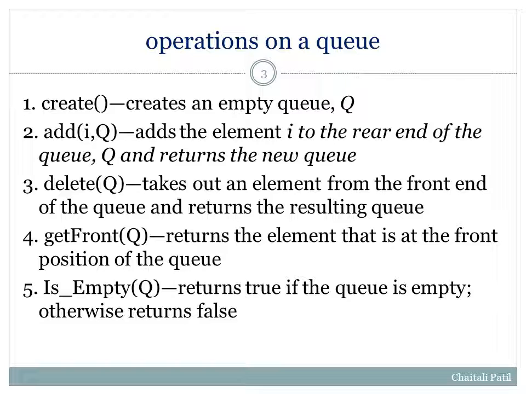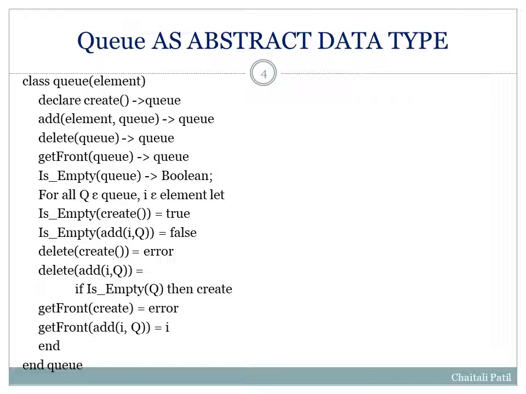The operations are create queue, add element in a queue, delete the element from a queue, get front element of the queue, and to check whether the queue is empty or not. So these are the basic operations that we implement on a queue. So let's see the abstract data type for a queue.